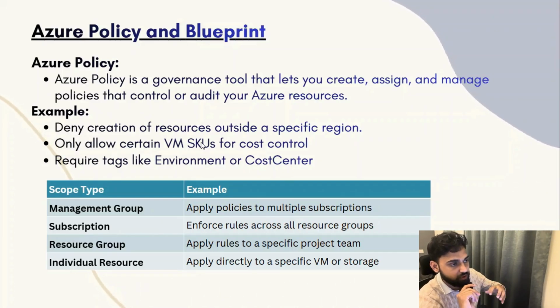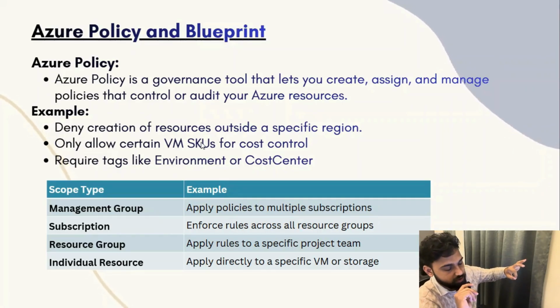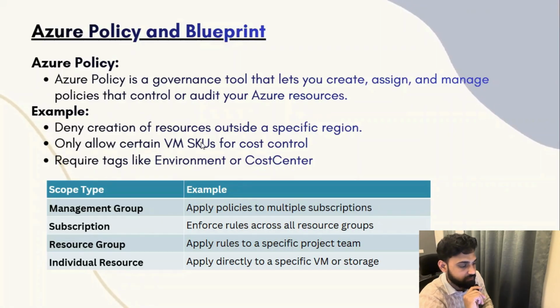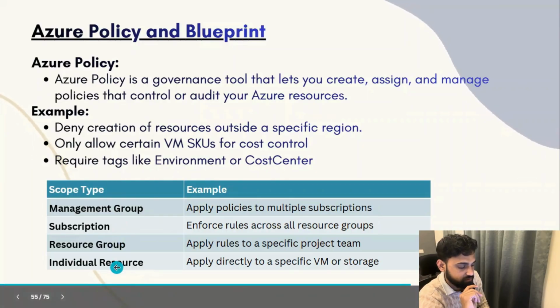Okay, the same hierarchy will be followed. If you apply the policy at the management group, then that policy will be applicable to the whole subscription under it, and even the resource groups and the resources. So it's a tree hierarchy. If you apply the policy at the top, it will go down to each level. If you apply the policy at the subscription level, then it will be applicable to the resource groups and the individual resources. You can also apply policies to a resource group, so only the resources present under that particular resource group are affected. So you can apply policy at different levels.